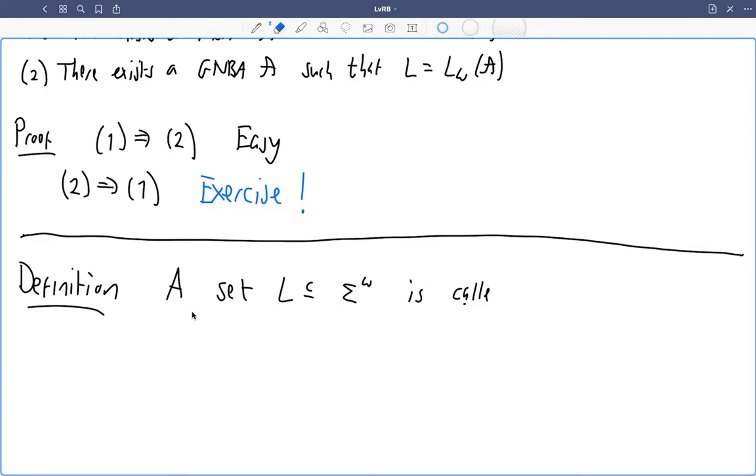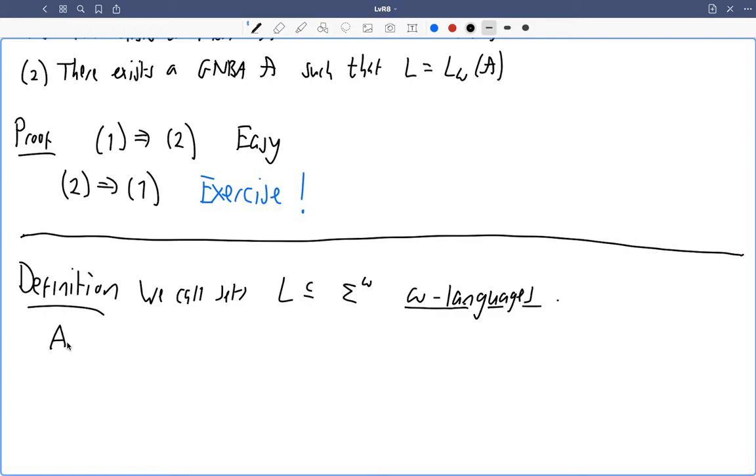Let's rewrite this a bit. So we call sets of infinite words, in general we call them omega languages. Omega because the words are infinite. So an omega language, that is a set of infinite words.